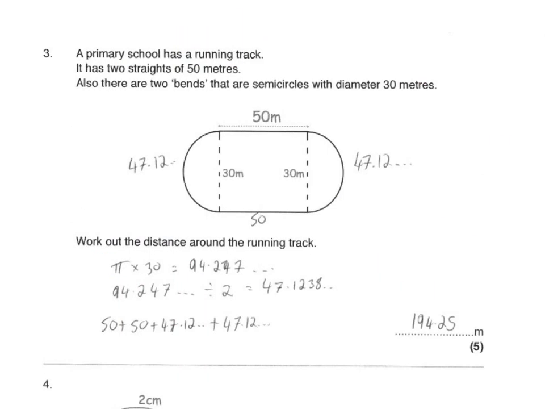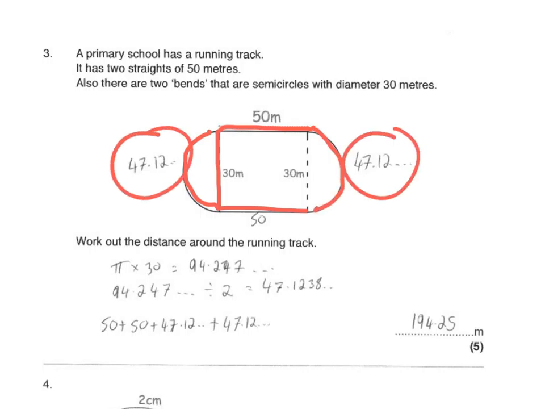This question, basically what you need to do, that length is 50, that's 50. You need to work out the circumference of a circle with a diameter of 30. If you divide the answer by 2, you get that curve. You put that same answer there. You get 47.12 there, 47.12 there, 50 and 50. There's your answer.